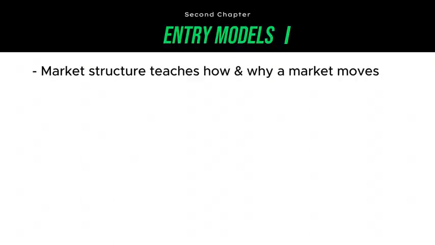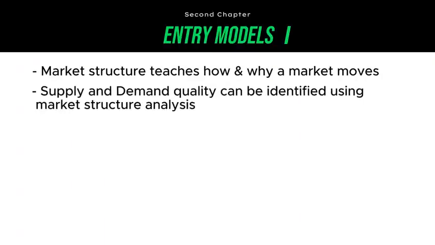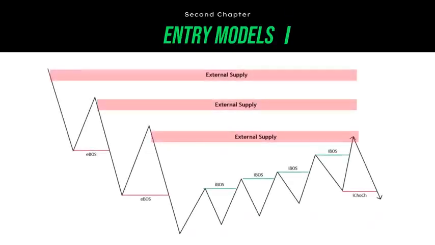So far, we have learned the market structure, which teaches us how and why a market moves a certain way, and supply and demand zones, which are an entry strategy. To understand how high-quality supply and demand zones work, we must understand market structure. The market structure knowledge can be applied to supply and demand, and this is what we are going to talk about now.